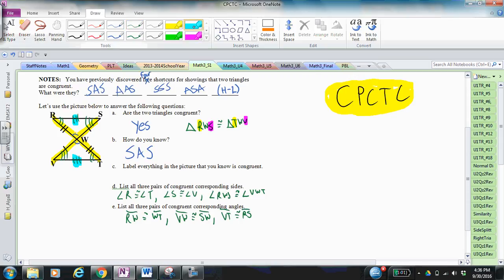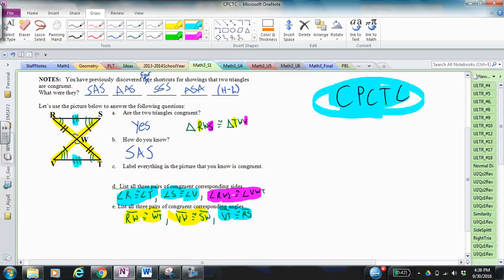So all of this information that I'm highlighting in yellow, we already knew at the start of this problem. No, we didn't know that. Sorry. We knew at the start of this problem that RW was congruent to WT. That was already given. And we also knew that VW and SW were congruent. Then we used vertical angles theorem to show that these two angles were congruent. But all of this that we just came up with, well, that's due to this new property right here, CPCTC.